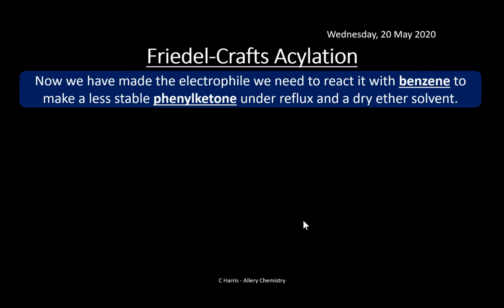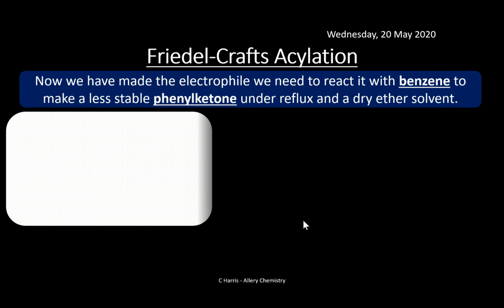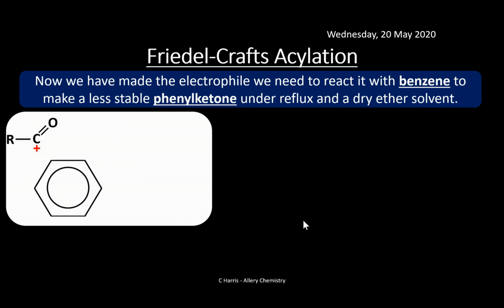And this is obviously done under reflux because our substances are volatile, so we don't want to lose them. So we want to heat them up, benefit from the heat but not evaporate into the atmosphere. So we use reflux and we use a dry ether solvent as well. So here's the first step. Here's our benzene ring, and we've got our electrophile, which is at the top here. So there's our electrophile.